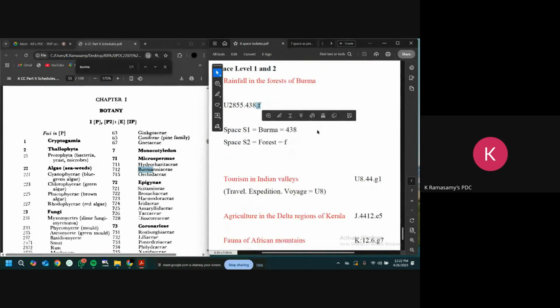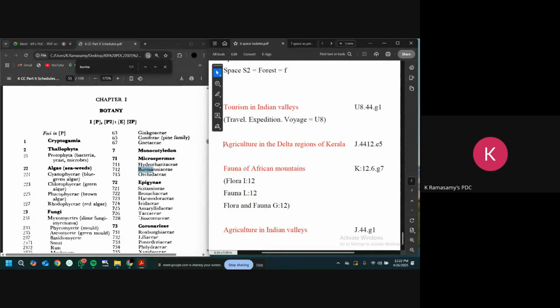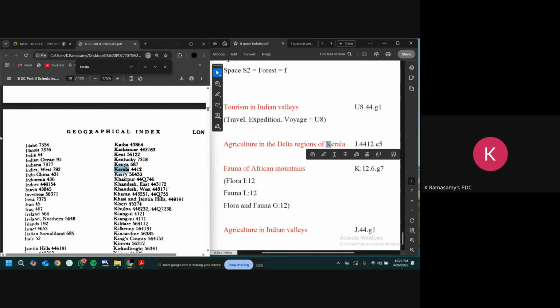Okay, good. Then next thing I'll tell you. Agriculture in the Delta regions of Kerala. What is the number for agriculture? J main class. What is the number for Kerala? I don't know. I need to find out. So what is the number for Kerala? It says 4412. Dot 4412.